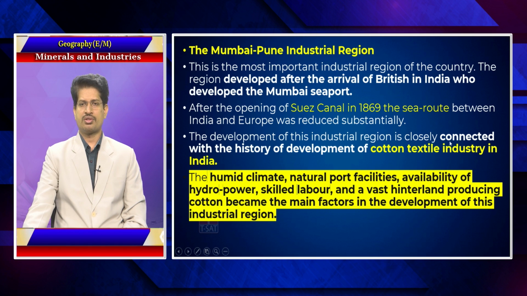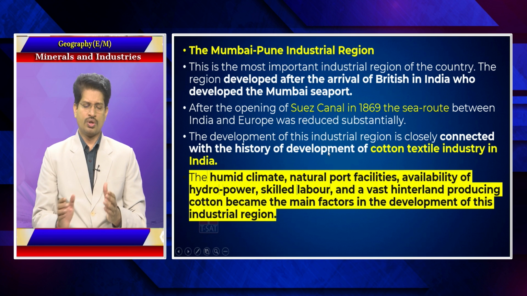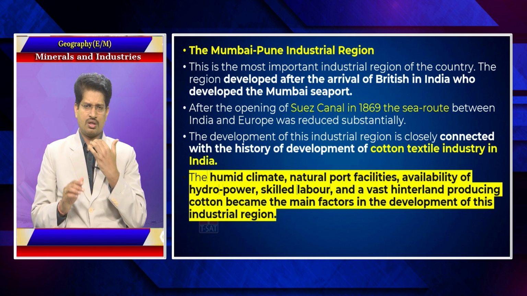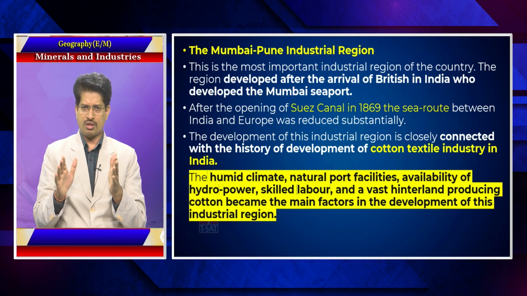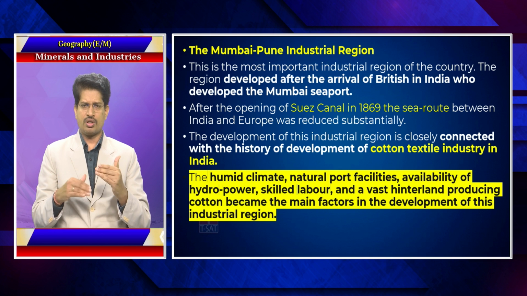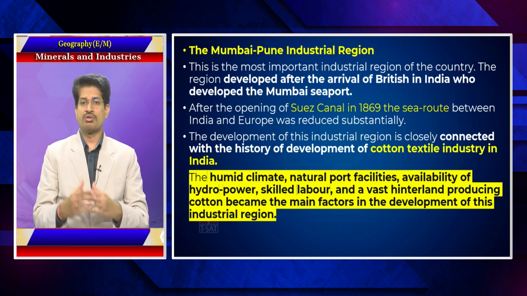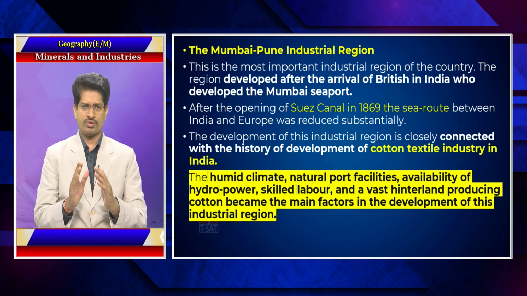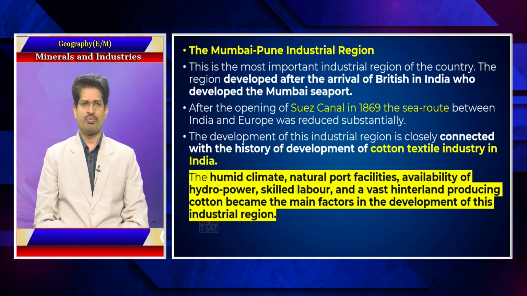Next, the development of this industrial region is closely connected with the history of the development of the cotton textile industry in India. This is a geographical factor, where you have black cotton soil in the Maharashtra region, which facilitates the growth of cotton cultivation here, which is the raw material for the development of cotton industries and textiles. So, this is one of the reasons for the development of this industrial region in our country.